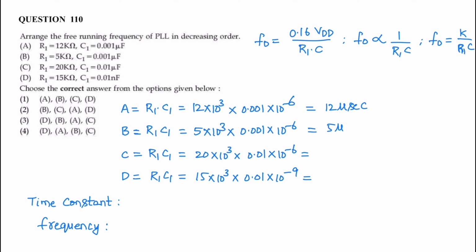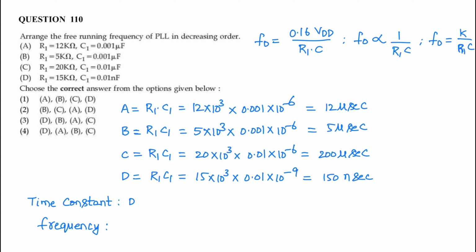5 microsecond. For option C, 200 microsecond. For option D, it is 150 nanoseconds. Therefore, the time constant is lowest for option D.